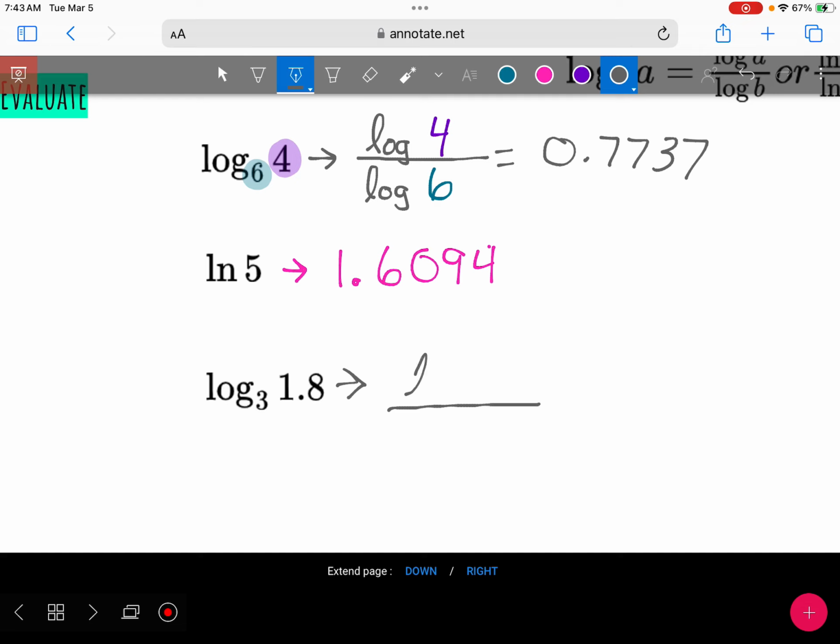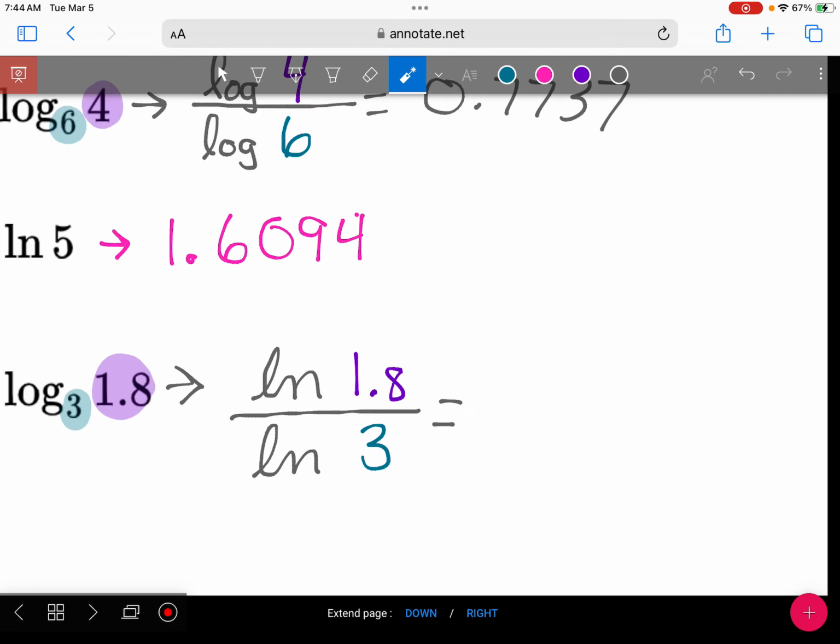So we're going to take the natural log of our argument, so 1.8, over the natural log of our base, which is 3. And then we're going to type it in the calculator. It does not matter which one you use, common log or natural log, as long as you don't mix and match. You cannot do common log over natural log. You have to pick the same thing for both.